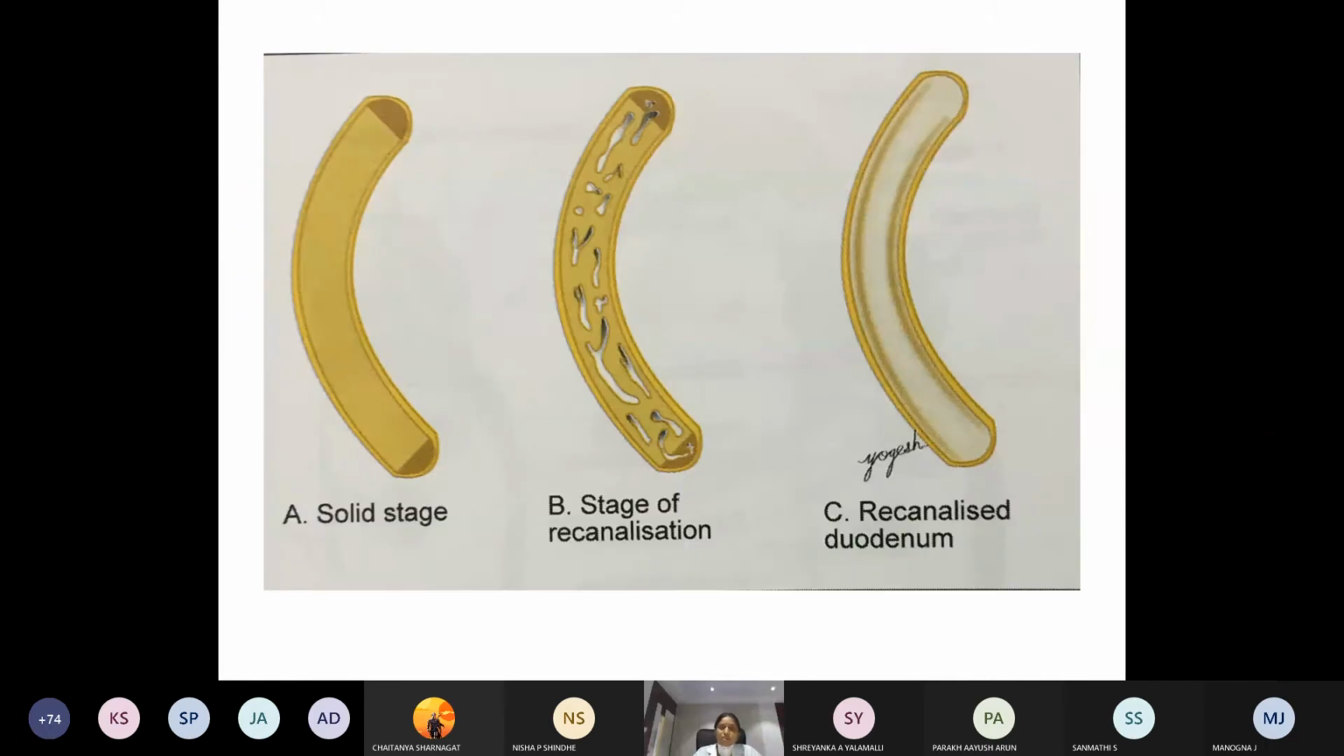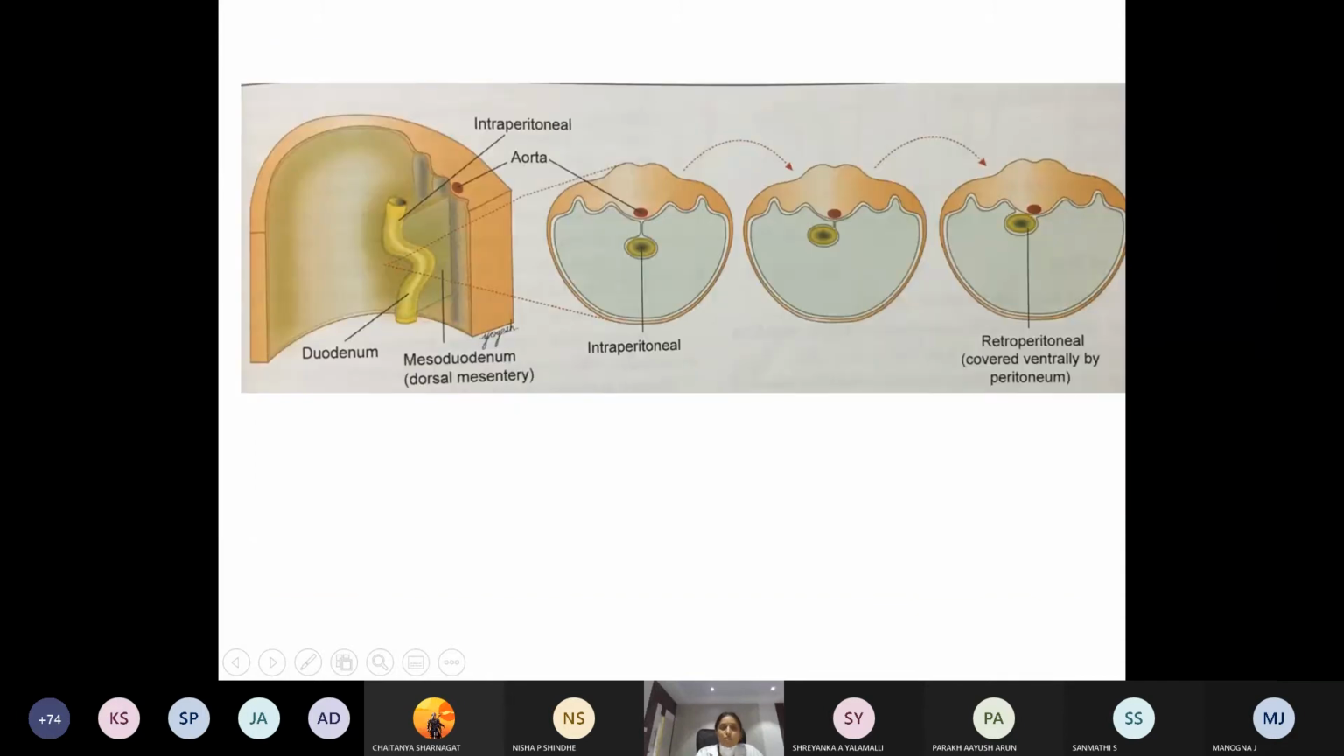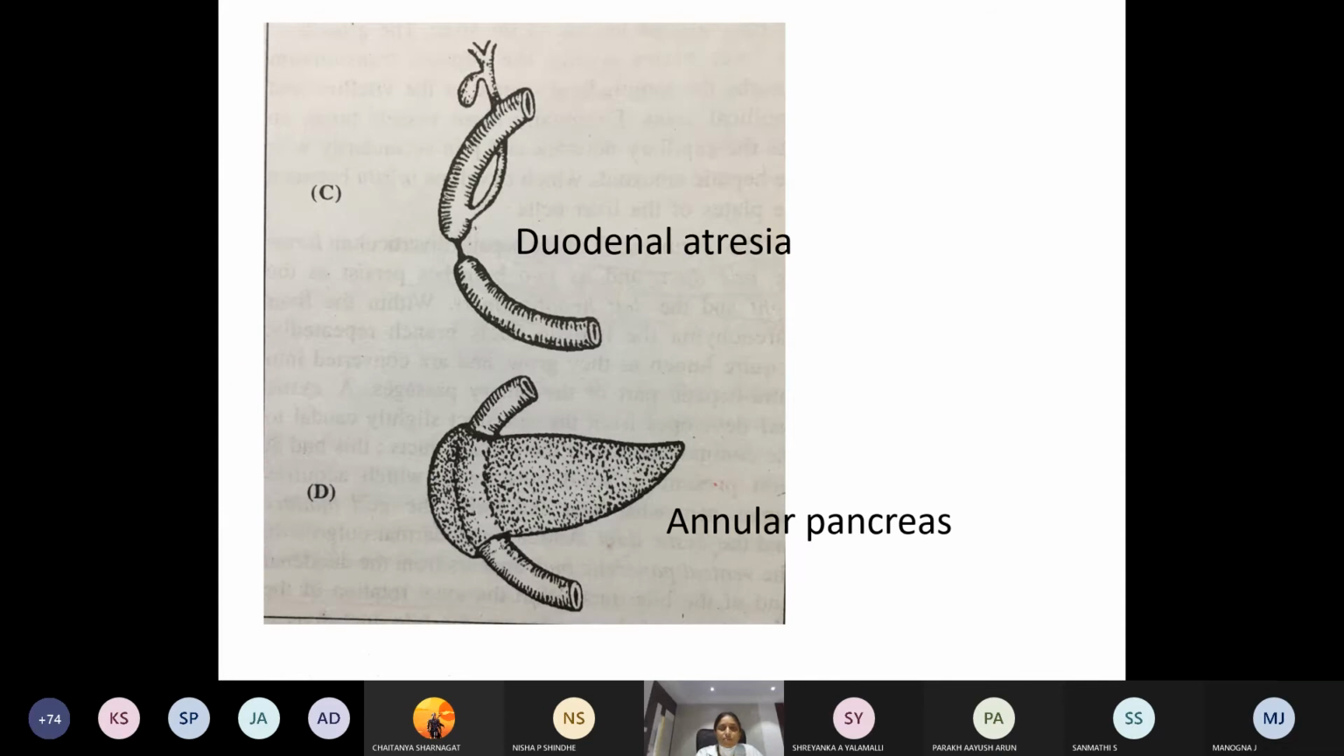Now, what I have shown in this slide. Initially, the lumen of the duodenum will be closed by the proliferating cells inside. That will be the solid stage. Later on, it will start recanalizing, the stage of recanalization. Then ultimately, the fully recanalized duodenum is seen. Clear? For most of the organs, it is like that.